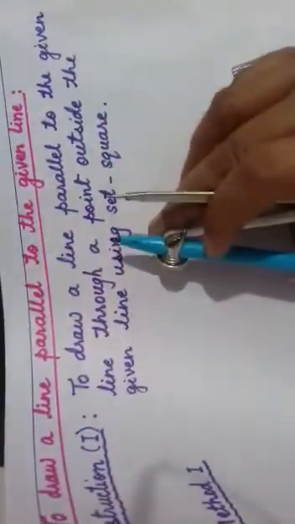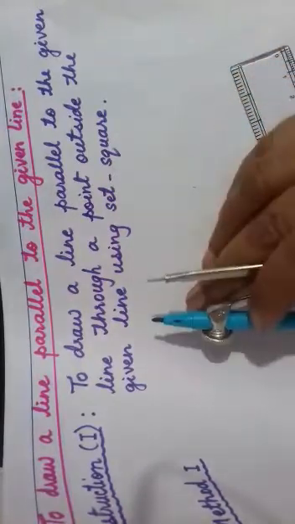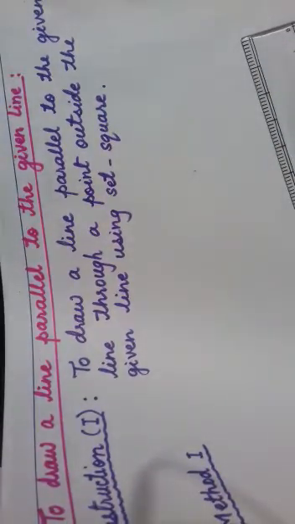Okay children. The first construction says to draw a line parallel to the given line through a point outside the given line using a set square. So you know your set square. See, these are the two triangles which are given in the geometry box. You have to take these two set squares and a ruler.